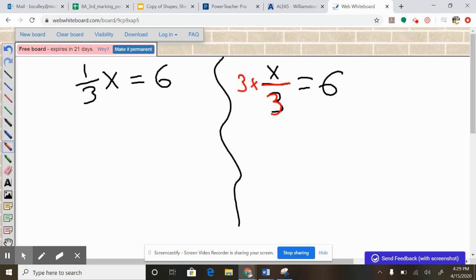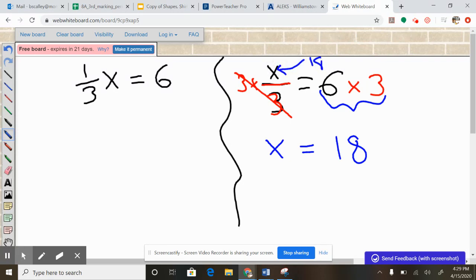Whatever I do to one side, I have to do to the other. And so these 3's, 3 divided by 3 just gives me 1, and I end up with x on this side. And then this 6 times 3 is where I get 18, which means x is 18. If you think back to the original equation, if I would have plugged in 18 in there for x, say 18 divided by 3 is 6, which is true.